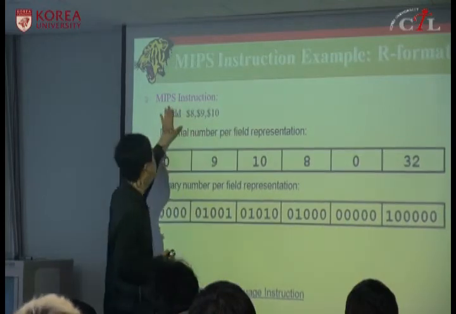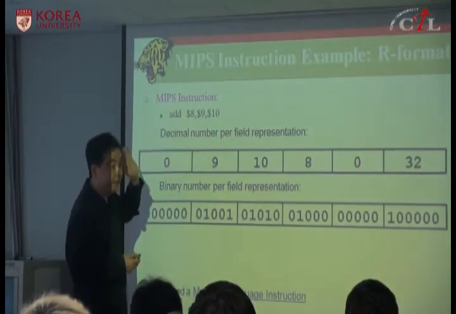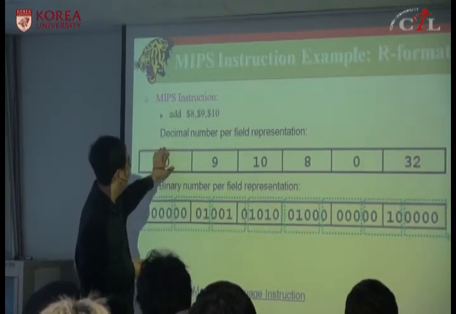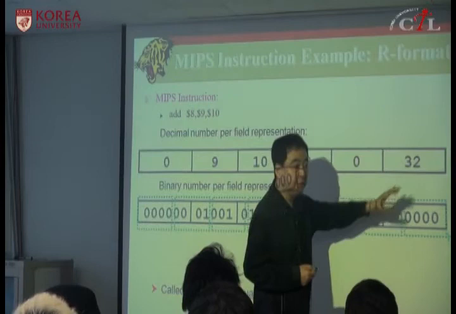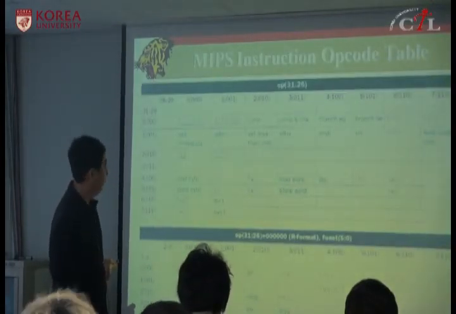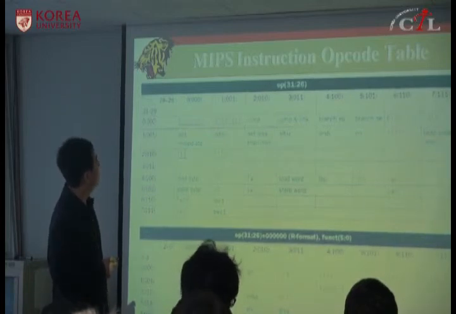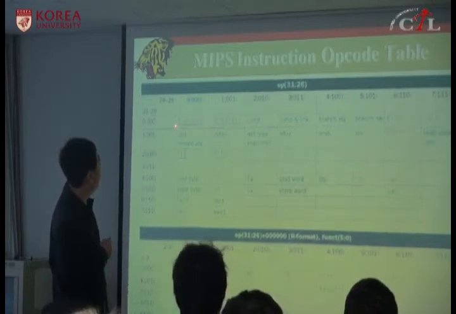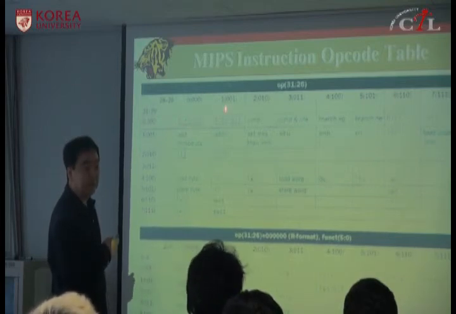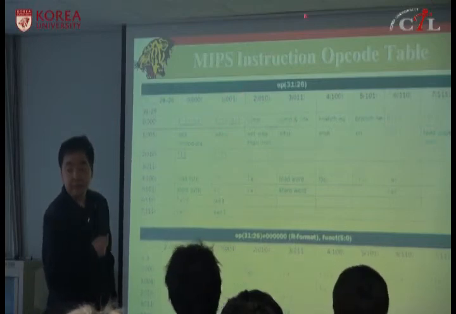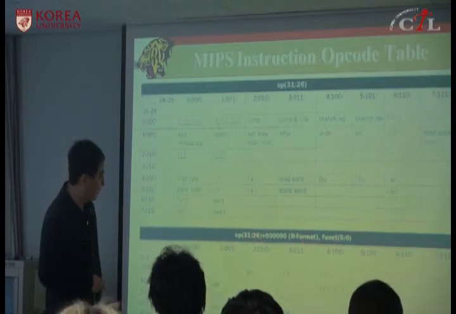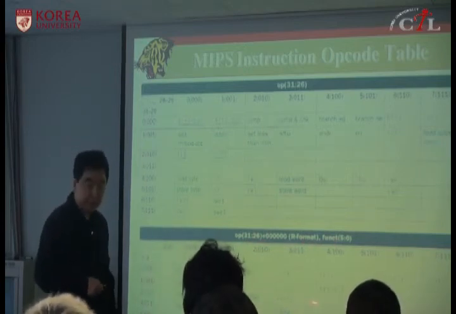And how do we specify add? We have to look at the tables. Add should be specified by opcode 0 and function field 32. Let's look at the example. This is somewhat hard to read, but this is the opcode field. For all R format instructions, the opcode should be all zeros, right? Because they specify the operation by the function field for the R type. Let's look at the function field. These are the function tables. Try to find add.